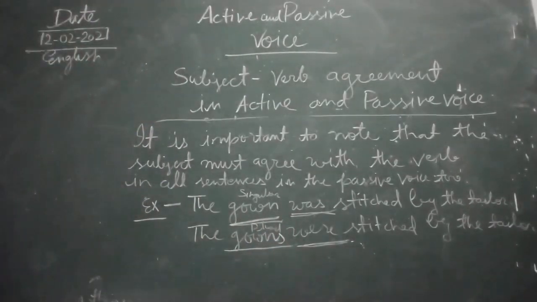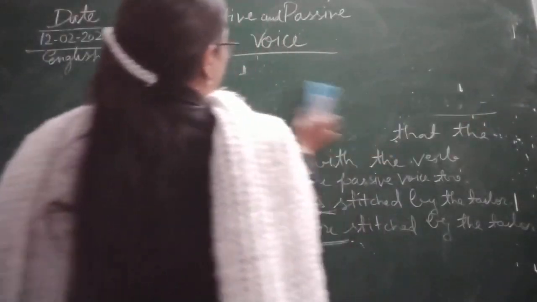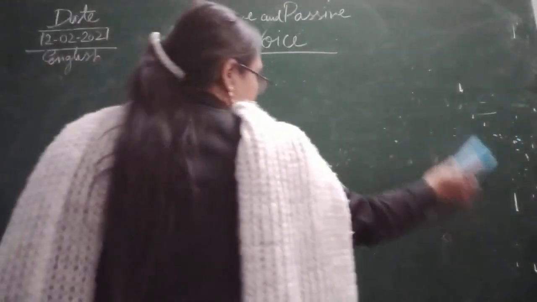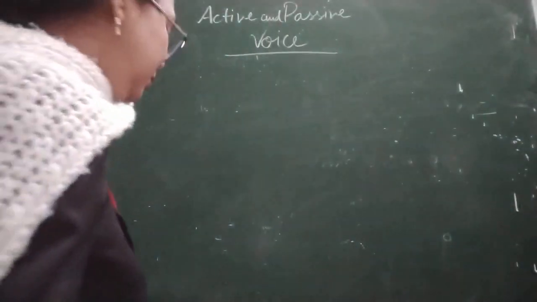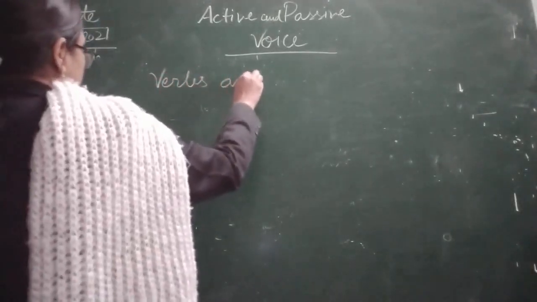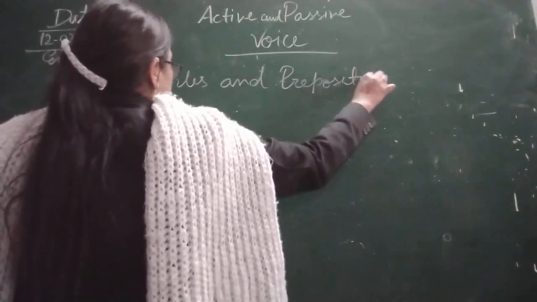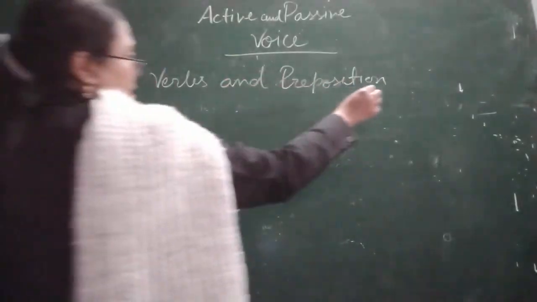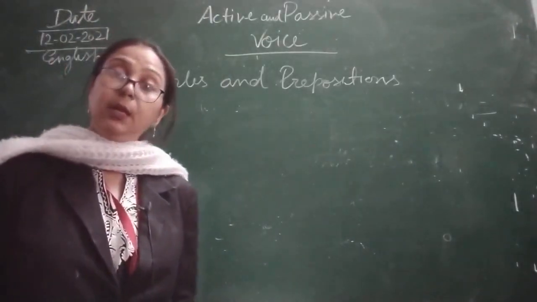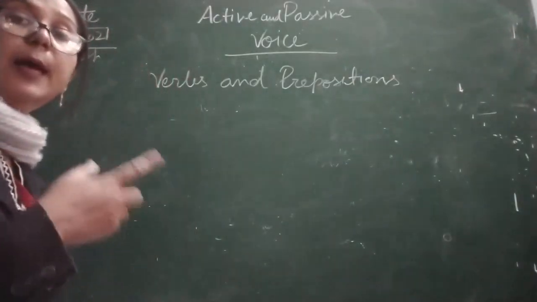So now children, we are moving to prepositions. As you all know, we are using "by" in the active to passive voice. When we are making passive voice, we are using the preposition "by". So here, verbs and prepositions. Now, as you all know, while making active to passive voice we use one preposition, "by". Now here, verb and preposition.